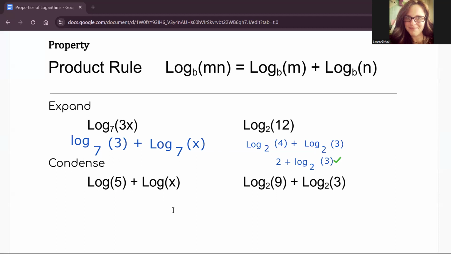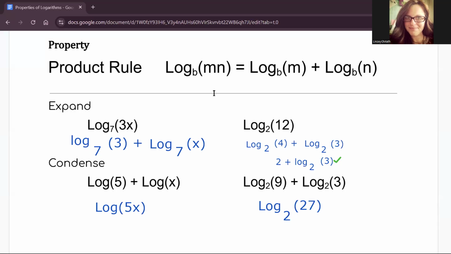And then condensing, going the other way. Common log of 5 plus common log of x. The bases of the logarithms do need to be the same in order to condense. And we will get log of 5 times x. And log base 2 of 9 plus log base 2 of 3. We can condense using our product rule, and we get log base 2 of 9 times 3, which is 27.